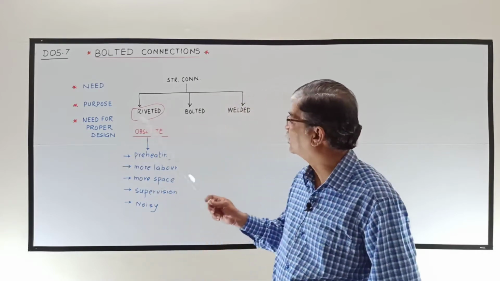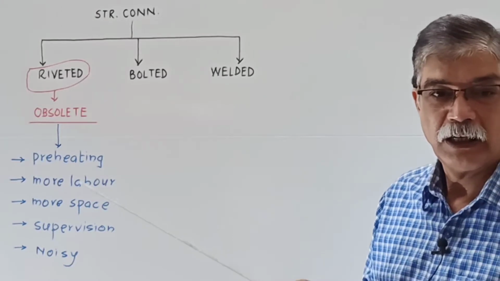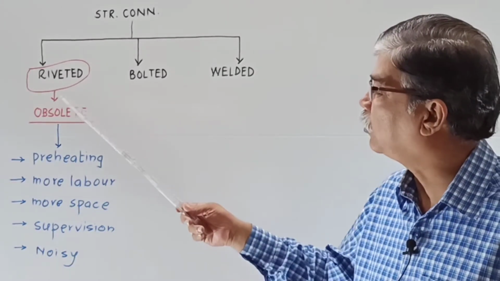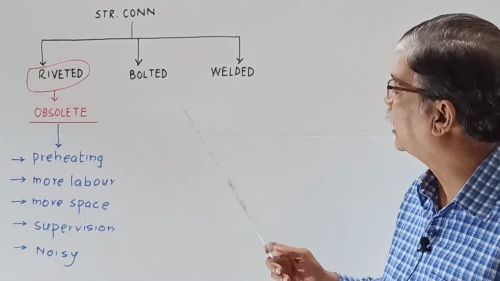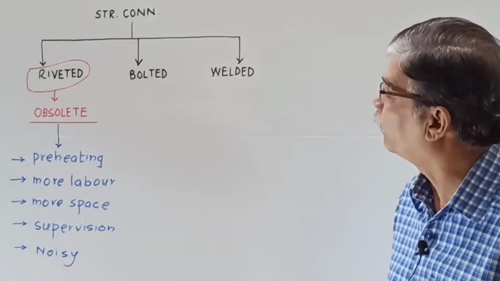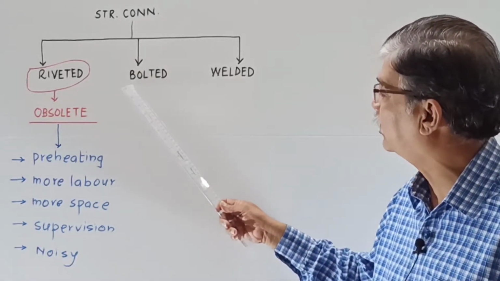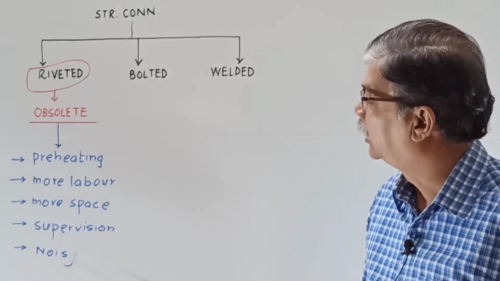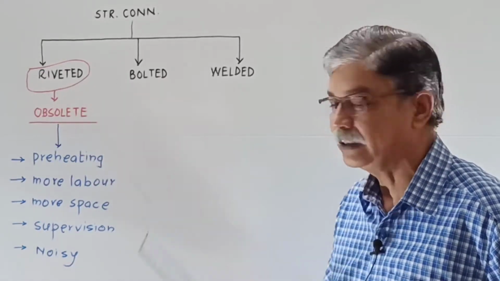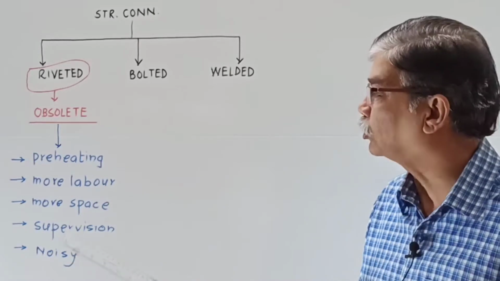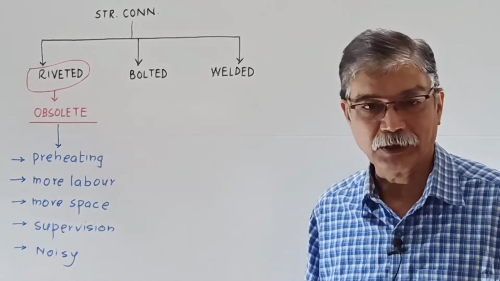Now these structural connections can be done with the help of fasteners, that are rivets and bolts, or it can be done by welding also. So structural connections can be riveted connection, bolted connection, or welded connection. Now these riveted connections are nowadays obsolete, not at all used. They are obsolete due to the following reasons.